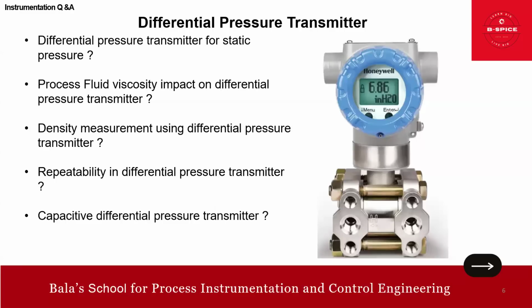Then we have a capacitive differential pressure transmitter, right? Basically, how does it work? A capacitive differential pressure transmitter works by measuring the change in capacitance caused by the movement of a diaphragm due to the pressure difference. The capacitance is typically measured with an electronic circuit and converted into an output signal proportional to the pressure. That's it. There is not much rocket science in this.